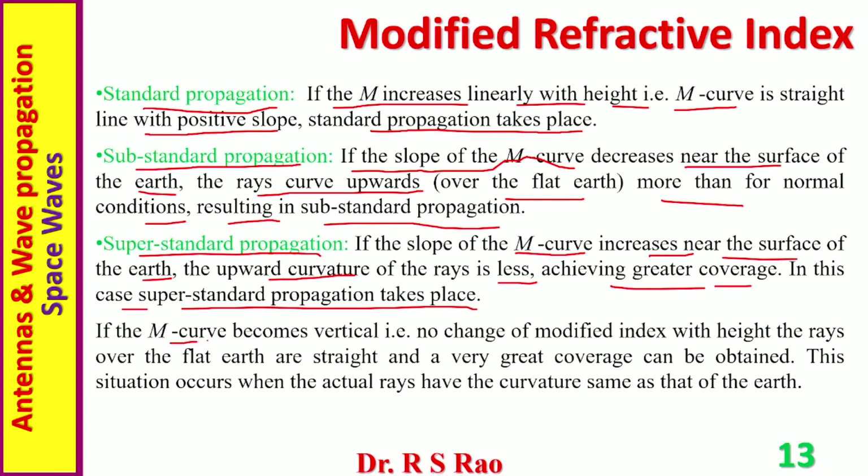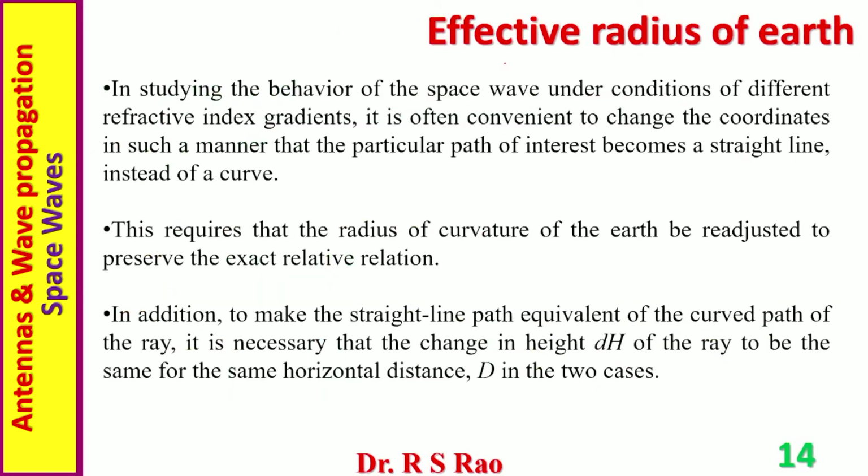If the M curve becomes vertical, that is, no change of modified index with height, the rays over the flat earth are straight and a very great coverage can be obtained. This situation occurs when actual rays have the curvature same as that of the earth. So if the M curve is vertical, range becomes large. We move to another parameter, effective radius of earth. We know ordinary radius of earth. Here the parameter under consideration is effective radius of earth.